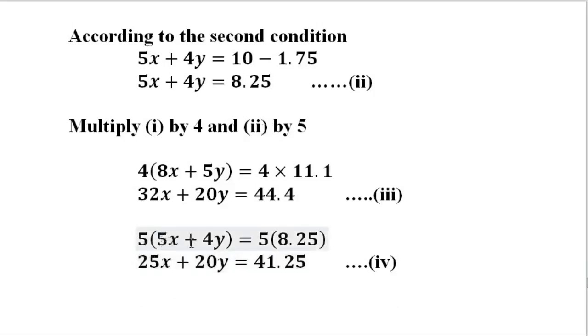And now if we multiply equation 2 by 5, we get 5 into 5x plus 4y equals 5 into 8.25. Now their product, 5 times 5 is 25x and 5 times 4 is 20y equals 5 times 8.25 is 41.25. Let's name this equation as our fourth equation.